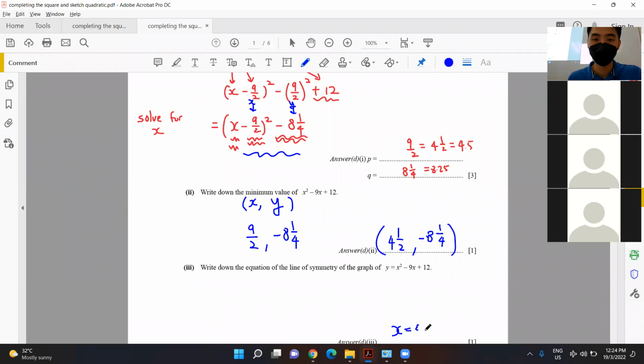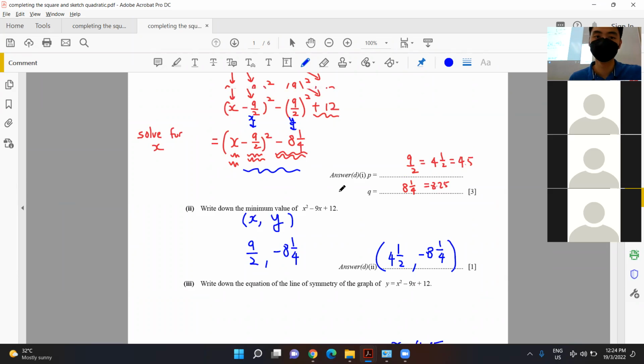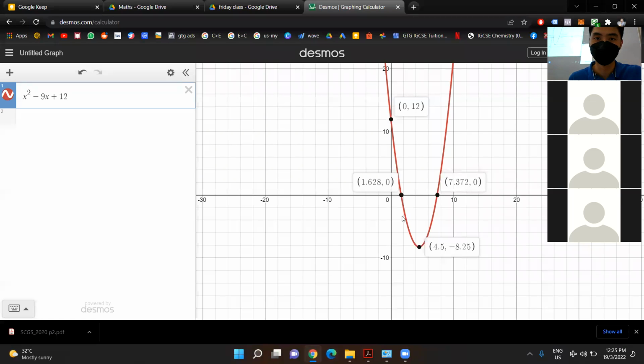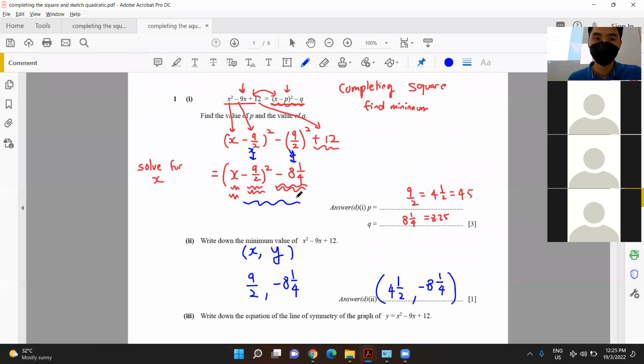Wait, teacher, can you explain the second question again? Write down the minimum value of this. So do you not just put in the x and y value and then solve it like an algebraic question? Why? You're not solving. You're looking for the minimum point. The minimum point of a quadratic equation, you can see is here. This is the quadratic equation, then this is the minimum point. The minimum point, like I said, can be extracted from the completing the square method.